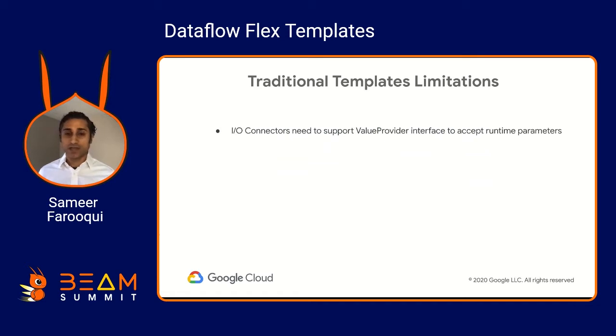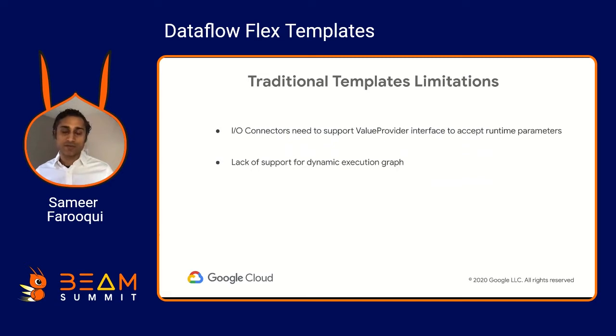If a method does not have the overload, the method does not support runtime parameters, and not all external systems supported it. So because traditional templates had a dependency on the value provider interface, developers had to select the pipeline source and sink from a limited set of options. If the third-party connector didn't support it, then you couldn't use that in a traditional template.